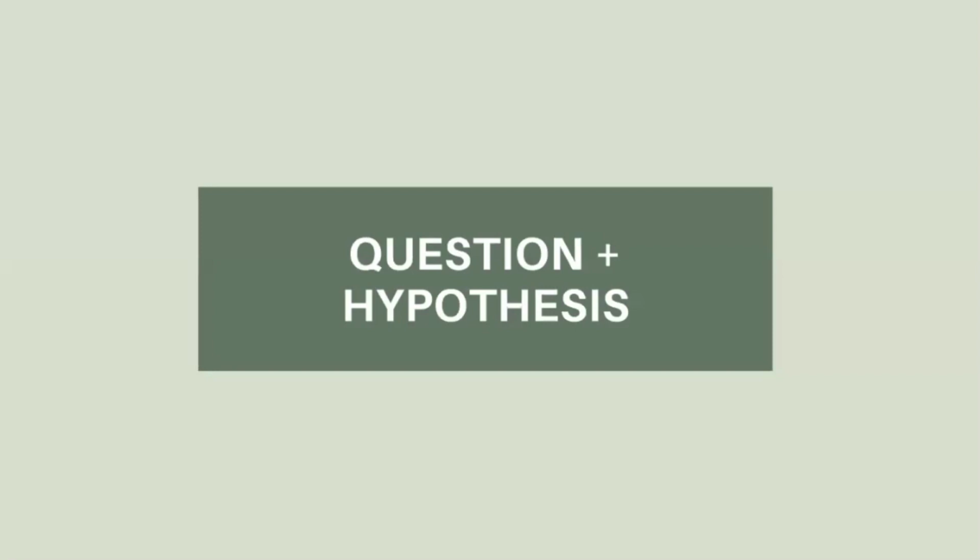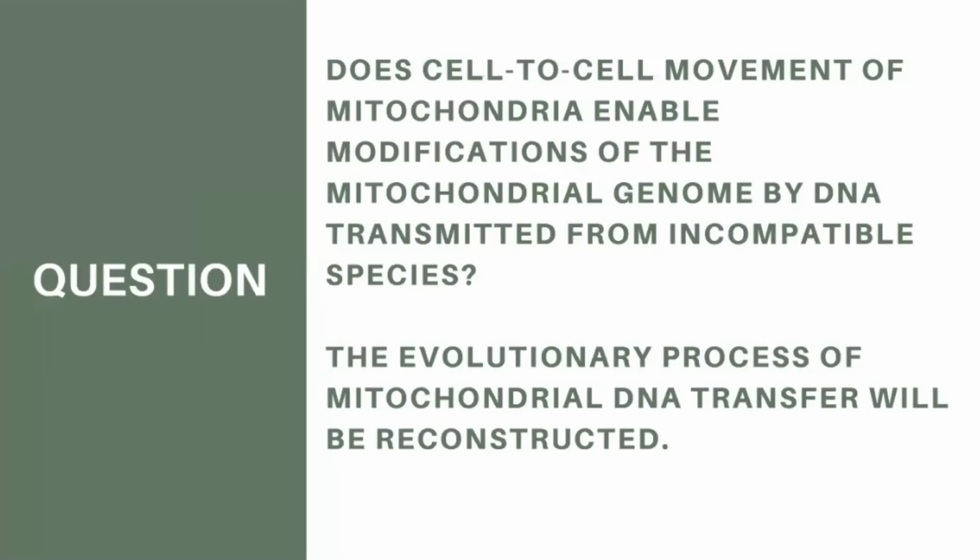Although cell-to-cell movement is the main purpose of this article, it is important to ask whether mitochondrial movement will produce any changes. Specifically, will cell-to-cell movement enable a modification of the mitochondrial genome by DNA transmitted from two species? It is also important to determine what the effects of the modifications will create. Would a change in the mitochondrial genome lead to any significant changes, and how does this ultimately help scientists in the future?